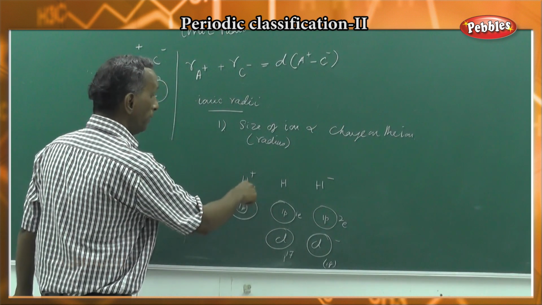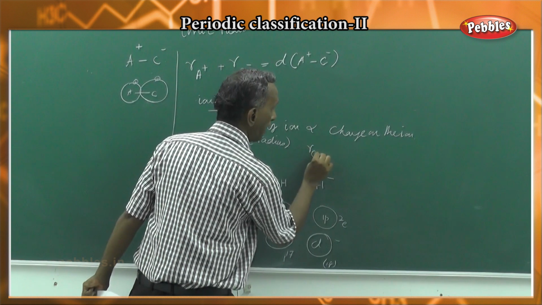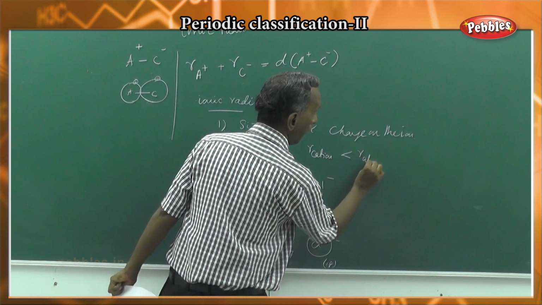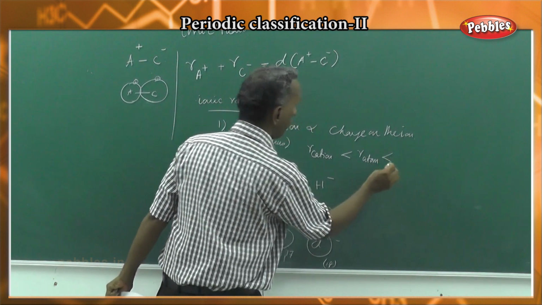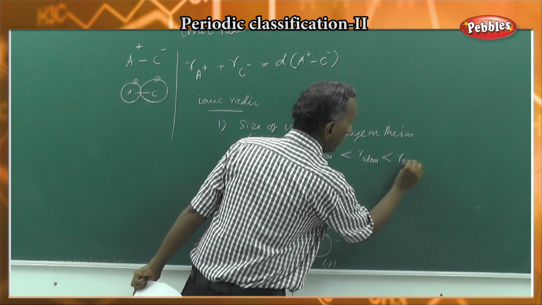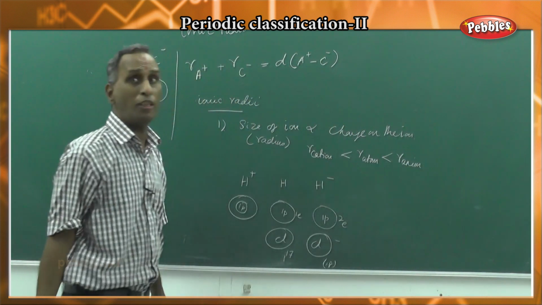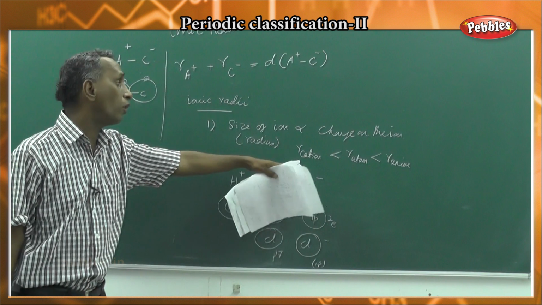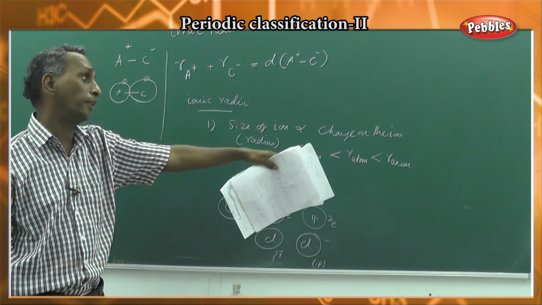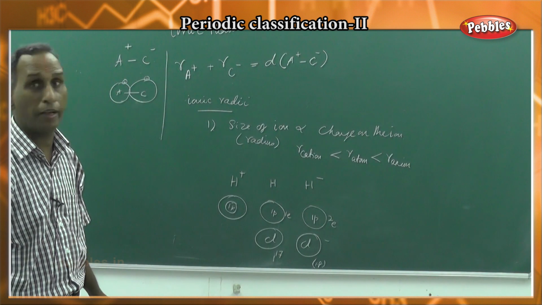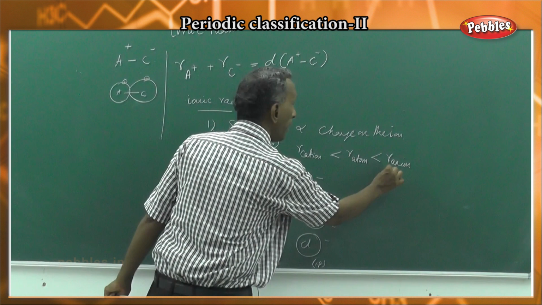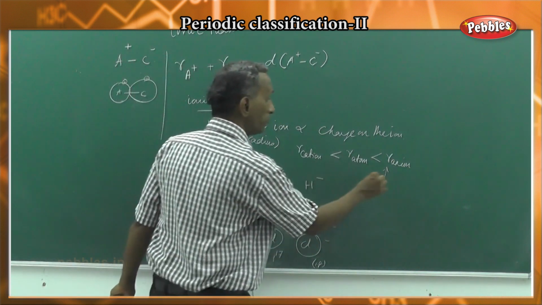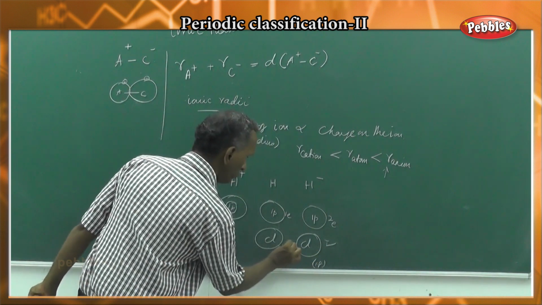So here, generally the radius of the cation, that is the positively charged ion, is less than the radius of the atom, which is less than, as we have seen once before, the radius of the anion. For the same species this is the radial distribution. The cation is of less size compared to the neutral atom. The neutral atom is of less size compared to the anion. Of the three species, the anion will have maximum size. So the size of the anion is maximum. Chloride anion, maximum size. Chlorine, minimum size.